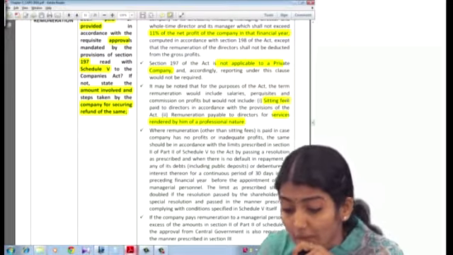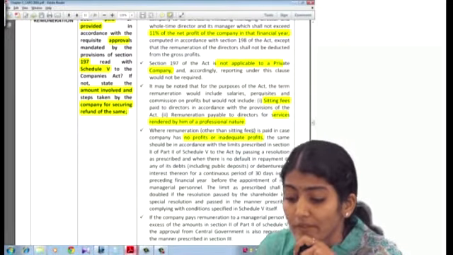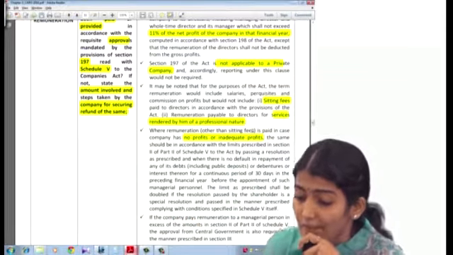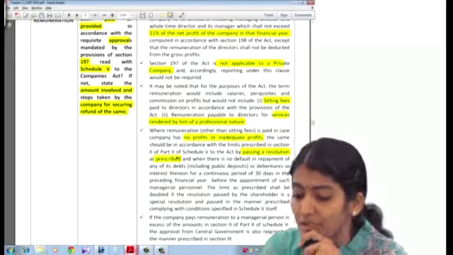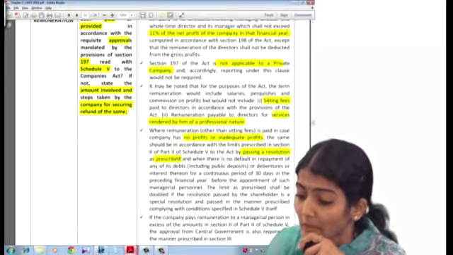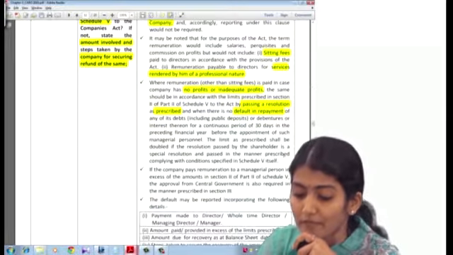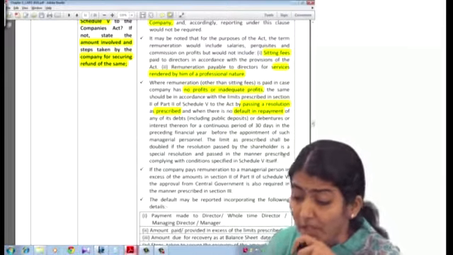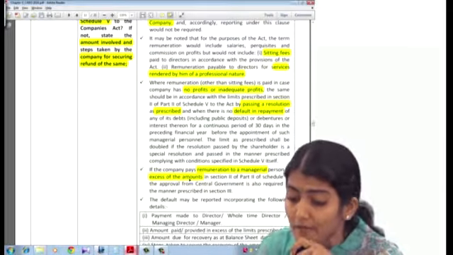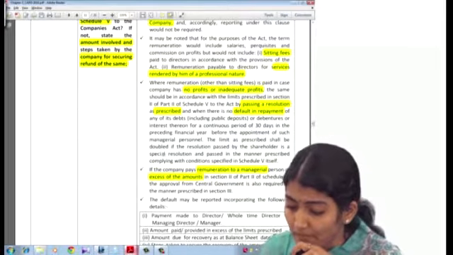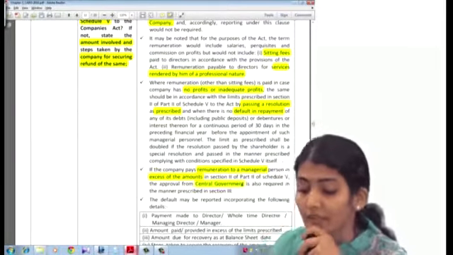Then what does it say? Where remuneration is paid where there are no profits or inadequate profits, it should be in accordance with the limits prescribed and by passing a resolution as may be prescribed, and there should be no default in the repayment of any debts or debentures. Right. If the company pays remuneration to managerial personnel in excess of the amount, then what does it say? Central government approval is required.